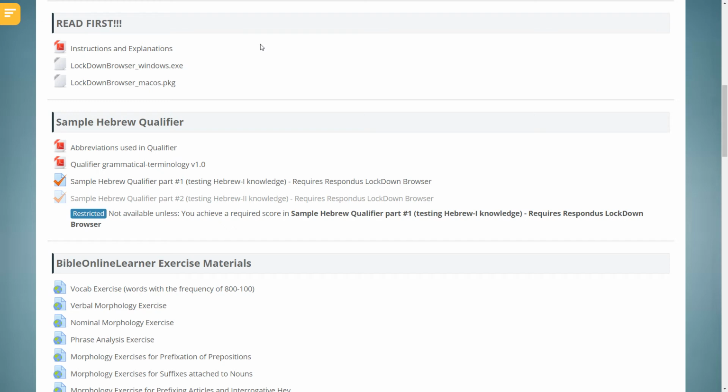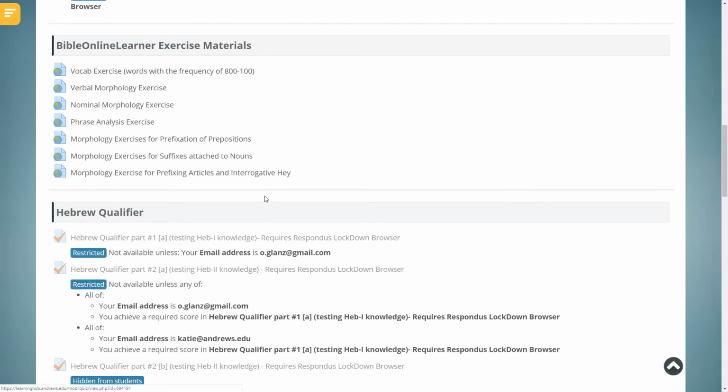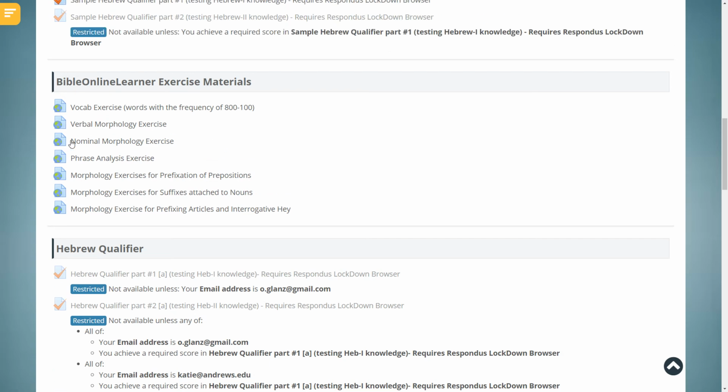Okay, this has been a long tutorial. Perhaps the last thing: when the students come here and have registered for the qualifier, they get free access to a whole list of exercise materials, where they're trained on vocab, where they're trained on morphology, nominal morphology, verbal morphology, phrase analysis. All kinds of material is presented to them in the form of an exercise that helps them to really prepare themselves for the qualifier.